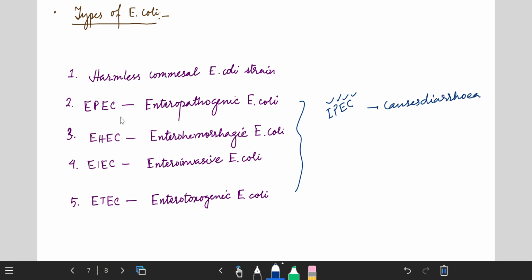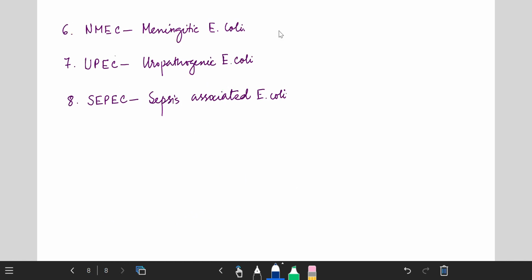Okay. EPEC means enteropathogenic E. coli. EHEC means enterohemorrhagic E. coli. EIEC means enteroinvasive E. coli. ETEC means enterotoxigenic E. coli. And these 3 are known as ExPEC, means extraintestinal pathogenic E. coli strain.